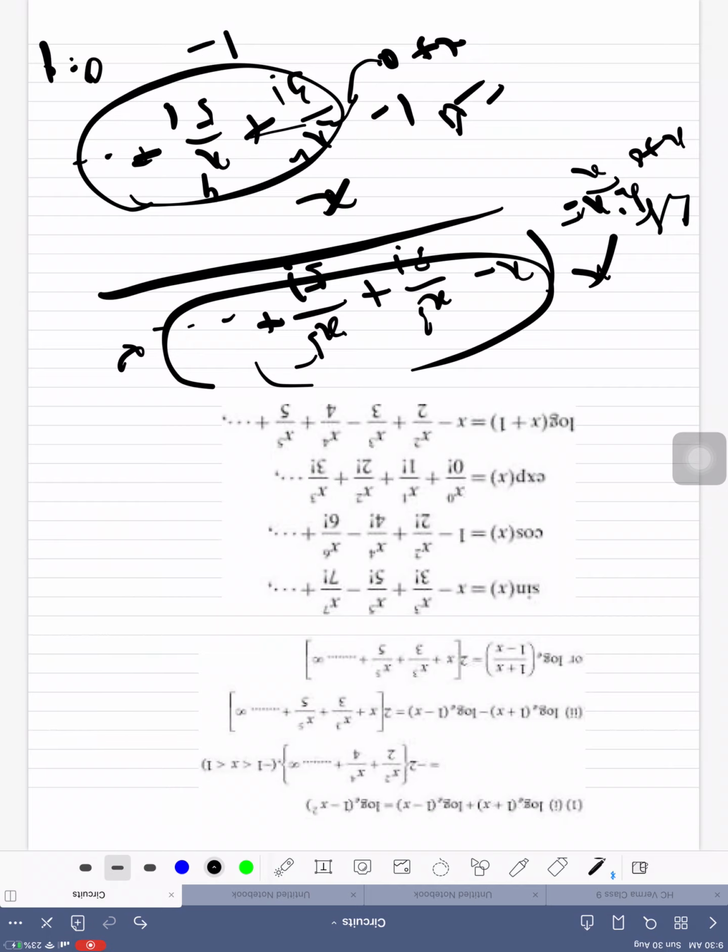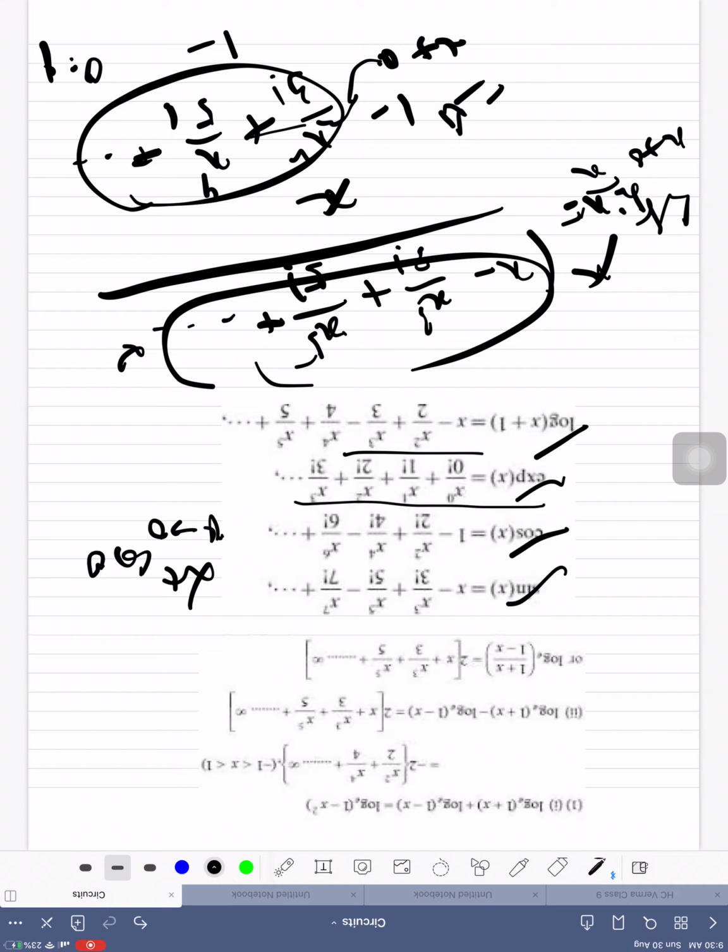So I requested you to remember this. Now one more: limit theta tends to 0 of cos theta is 1, because if you substitute 0 instead of theta, then 1 will remain. The other terms all get 0. Okay.